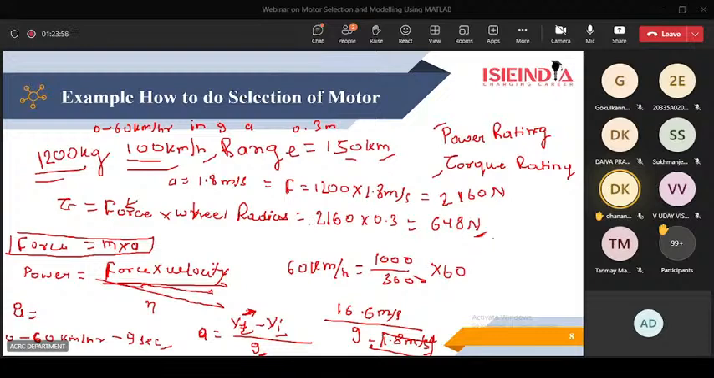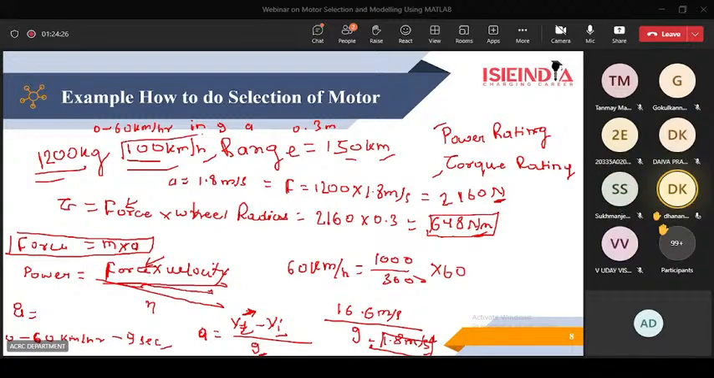Now I want the power. So power is force into velocity, and torque is in Newton meter. So for power, first I have calculated the force here, and then the velocity. My velocity is 100 kilometer per hour. So I will convert it into meter per second. Can anyone tell me what will be the answer?